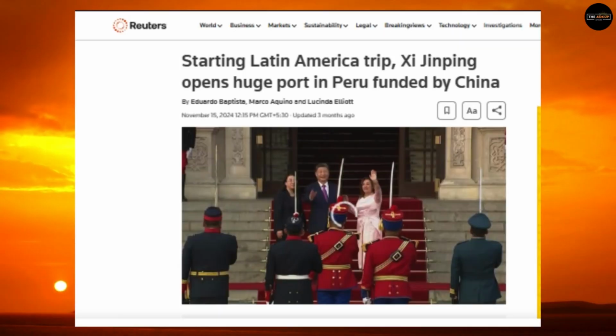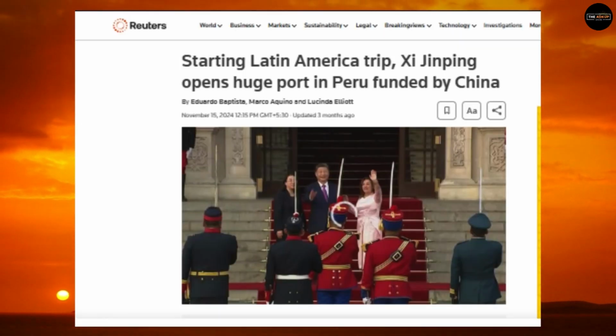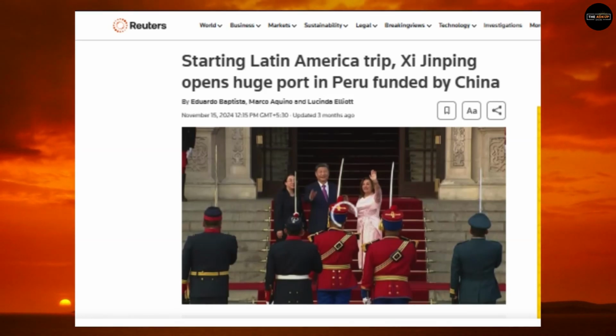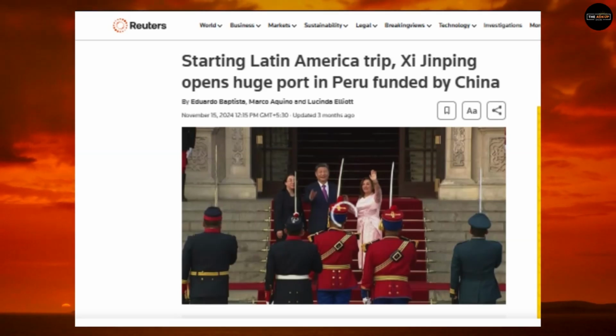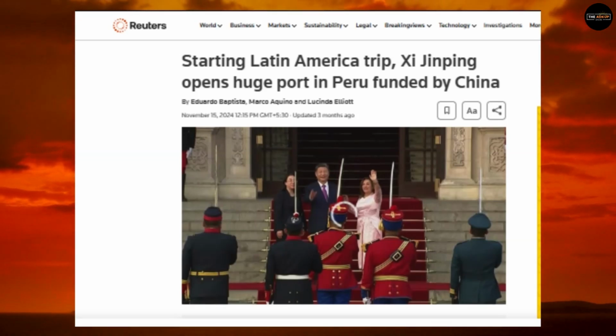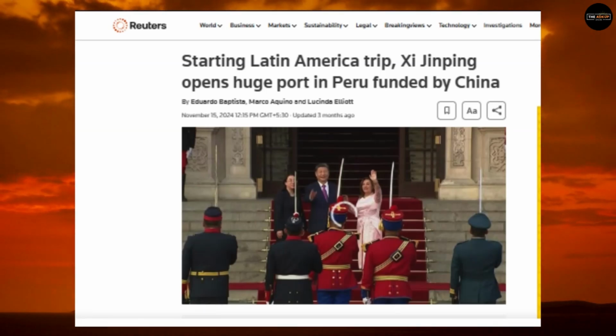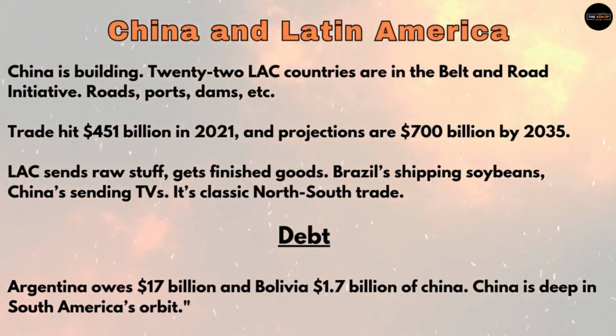The Chancay mega port in Peru was opened in November 2024 by Xi Jinping, a $3.5 billion game changer linking Shanghai to South America. And all these things are not just on paper, but are happening in real time between Latin America and China. China is not just buying, it's also building.